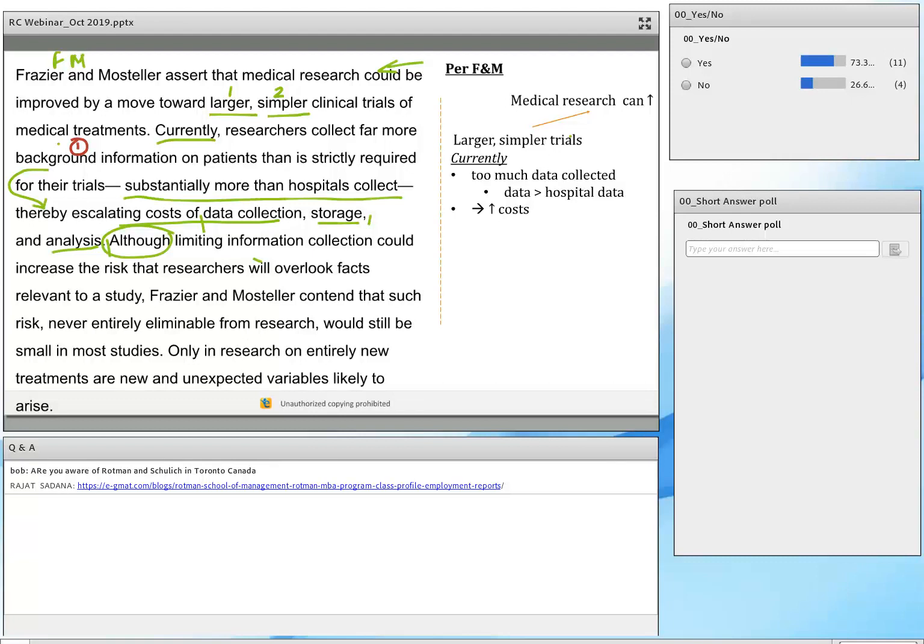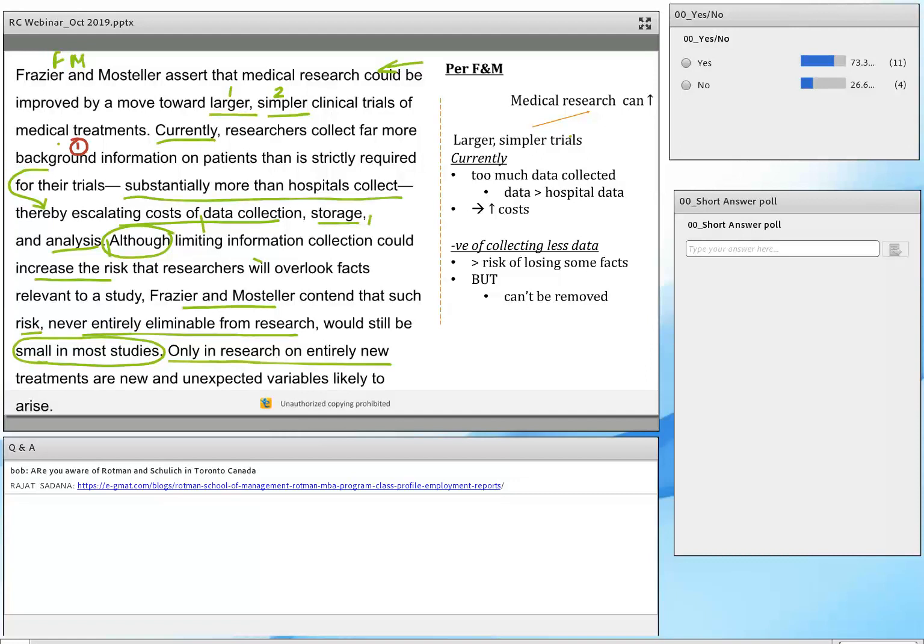Now the author is saying there could be a negative impact of limiting the amount of information. So let's read that. Although limiting information collection could increase the risk that researchers will overlook facts relevant to a study, F&M contend that such risk is never entirely eliminable, and that regardless of the amount of data you collect, the risk would still be small. So he's presenting that there is some risk of losing some facts, but that risk is not really that much. Now read this last sentence.